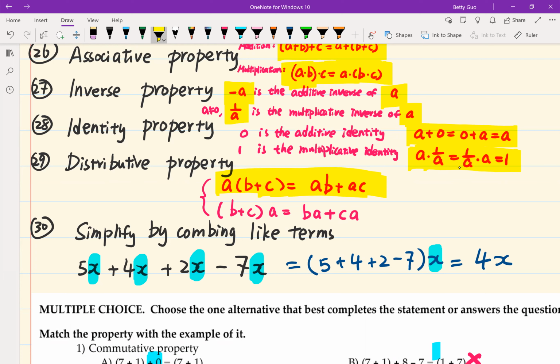Coefficient of 5x is 5. Coefficient of 4x is 4. Coefficient of 2x is 2. Coefficient of -7x is -7. 5 plus 4 plus 2 minus 7 is 4. So the result is 4 times x. After we simplify, the answer is 4 times x.